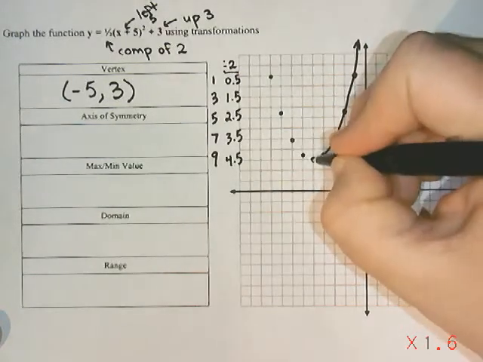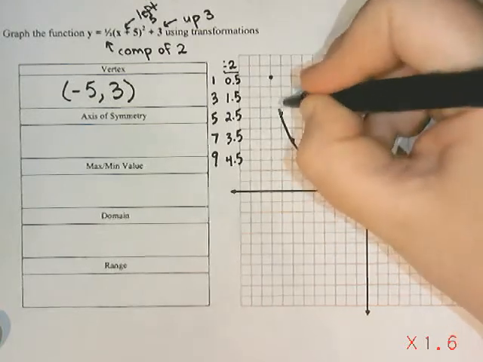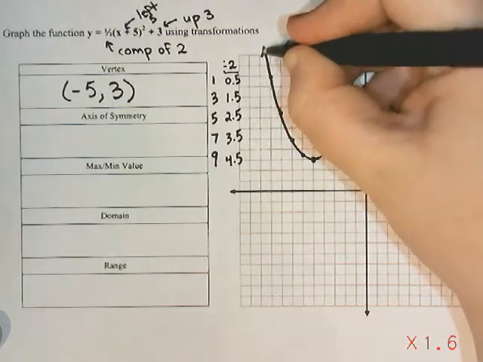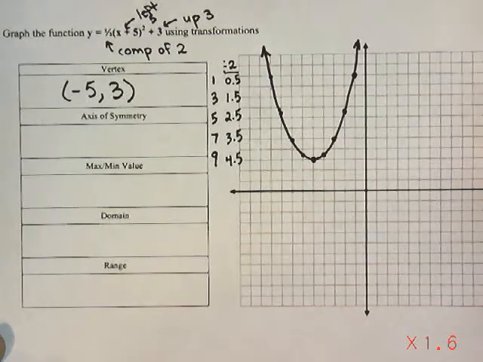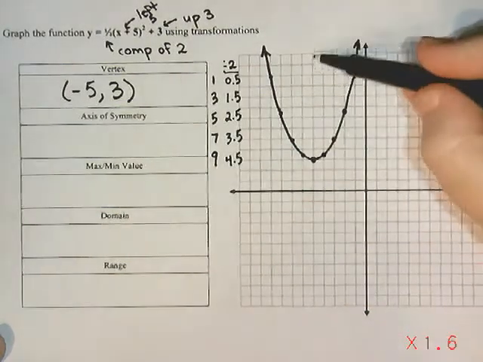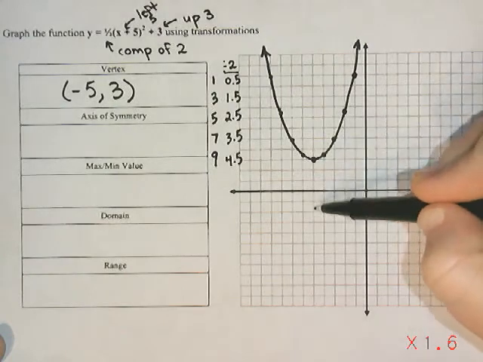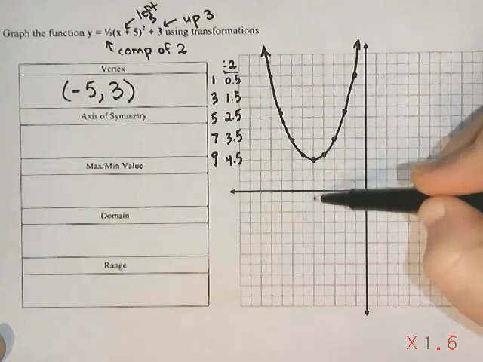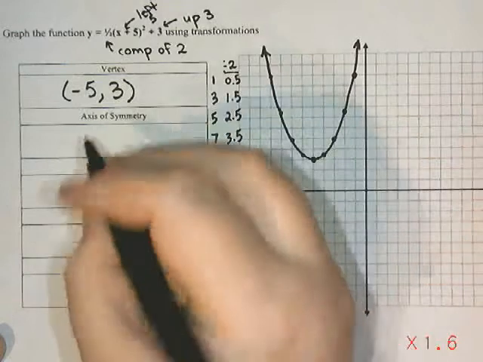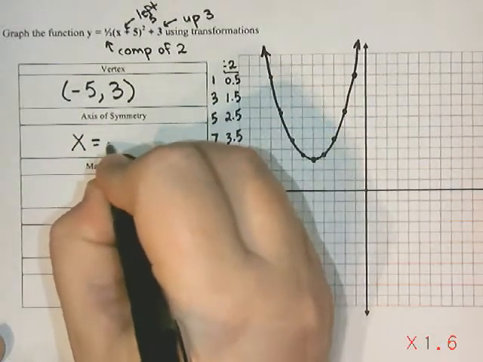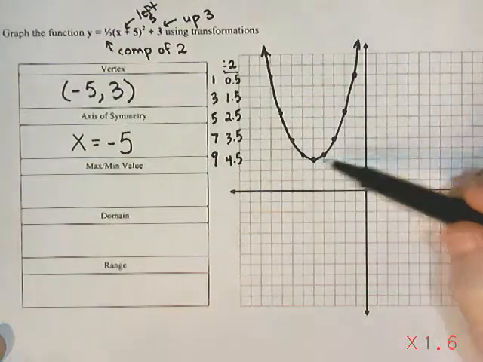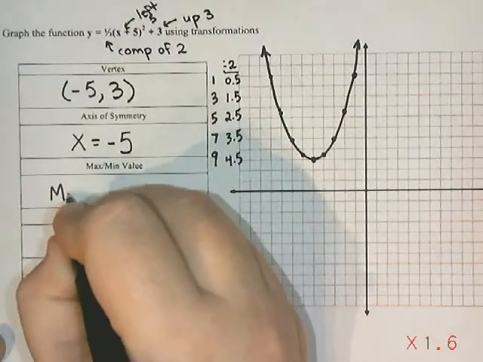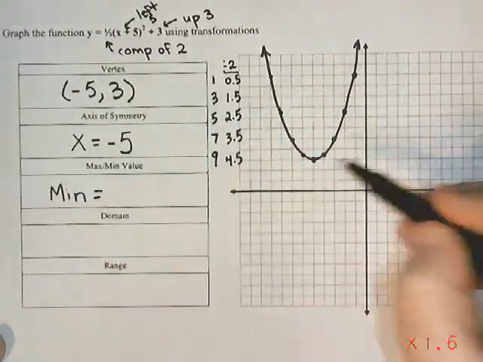our parabola all the way to the end of the grid, with arrows on the end to show that it keeps going. Now if I take a look at the axis of symmetry once again, that's going to cut it straight down the middle through the vertex. So it's going to be x = -5. Our maximum or minimum: this has a minimum, a lowest point this time. And our minimum value is 3.